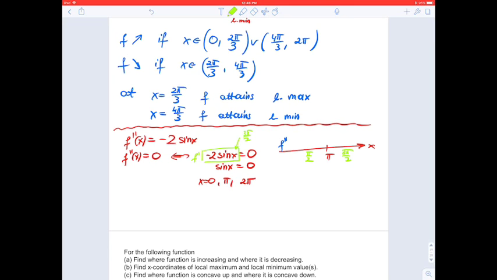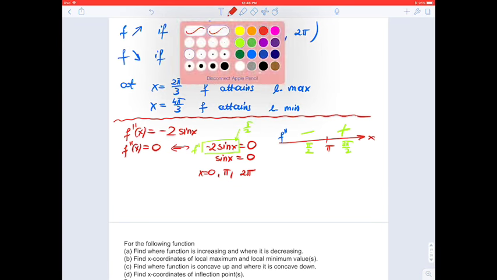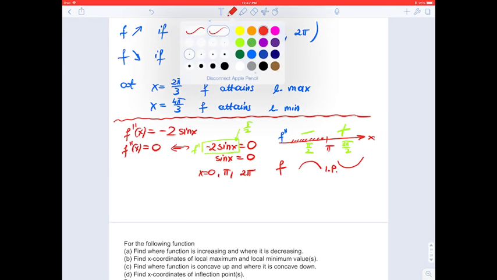That means substituting 3 pi over 2, sine of 3 pi over 2 is negative 1. Negative 1 times negative 2 is positive. And then substituting pi over 2, sine is 1. 1 times negative 2 is negative. Okay? Function is then concave down on that interval. And concave up on the other. And we do have an inflection point because the second derivative is changing sign. We have an inflection point at pi.